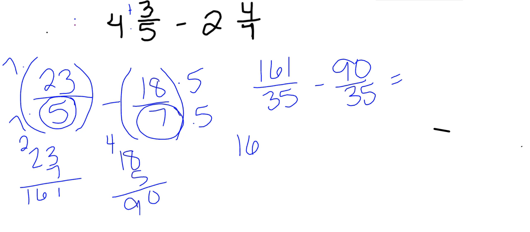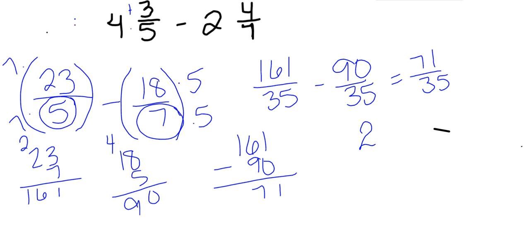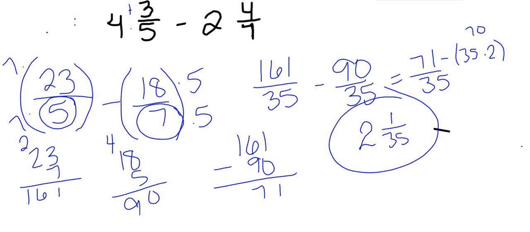So then I have to take 161 minus 90. 1 minus 0 is 1. 16 minus 9 is 7. So I have 71 over 35. Then I'm going to say, how many times does 35 go into 71? Twice. So I'm going to take 71 minus 35 times 2. 35 times 2 is 70. So 71 minus 70 is 1. So 1 over 35 is your final answer.